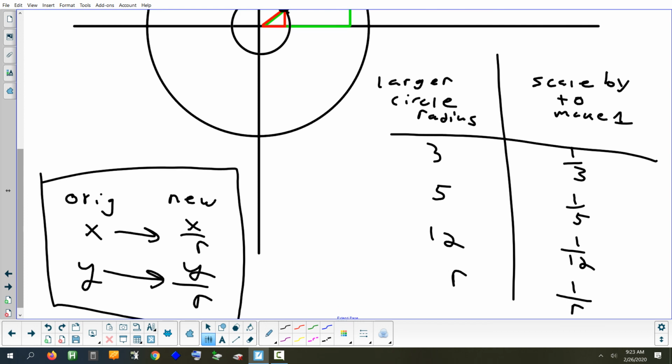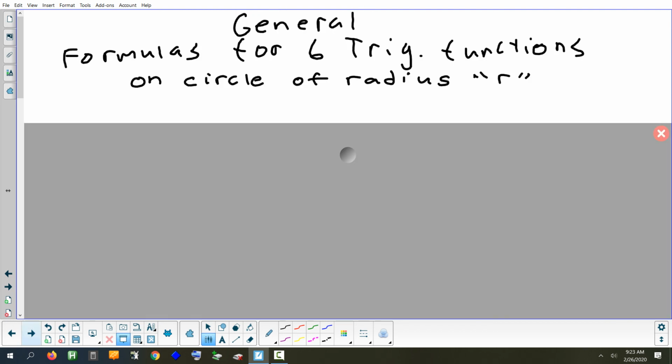3, 1 over 3. 5, 1 over 5. 12, divide by 12. R, divide by r. That's the key. Divide by the radius. Doesn't matter if it's 3, 5, 12, whatever the number is, you divide by it. So let's look at our 6 formulas for now doing trig on a circle of any radius. Could be 1, could be 3, could be 19. Doesn't matter what the radius is.